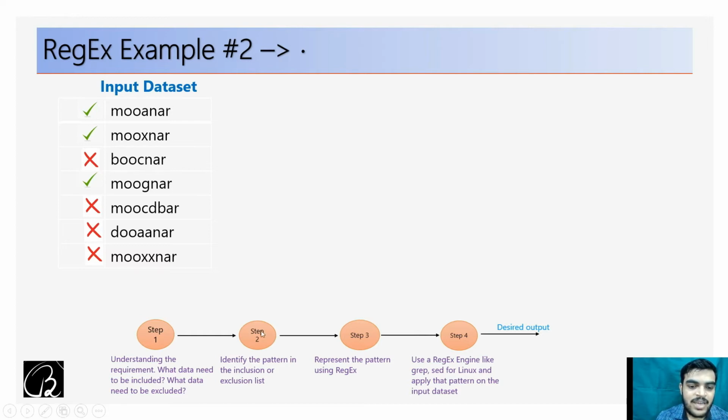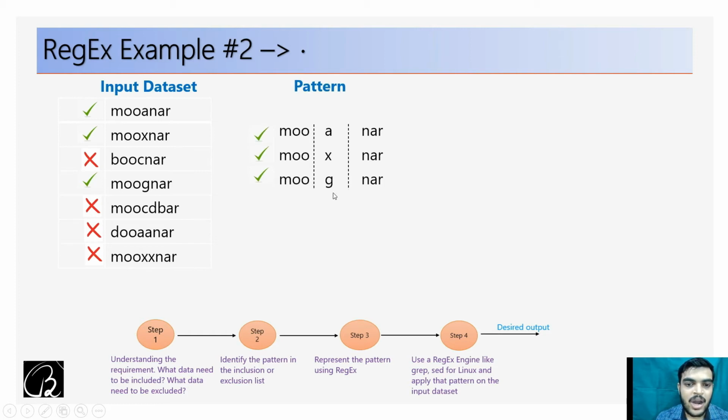Okay, so now I can say we have identified some kind of pattern from this input dataset, right? Now let's see that. Yes, this is our pattern. It starts with mo, ends with ner, and in between these two we have a single occurrence, or a single character I can say, right? A, X and G. Okay, so according to this, step 2 also is done.